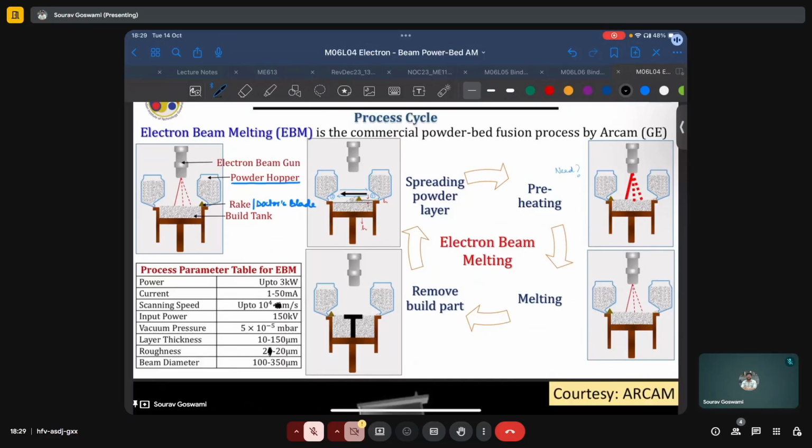Now we'll remember that in laser powder bed fusion, the beam diameters are often of the order of 40 micrometer, 50 micrometer or so, whereas here even the minimum beam diameter is 100 micrometers. What is the reason, and can it be decreased further?